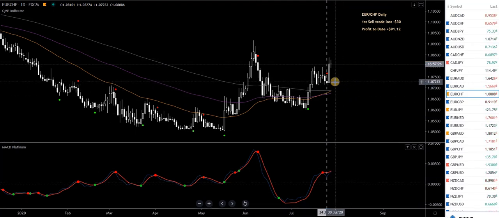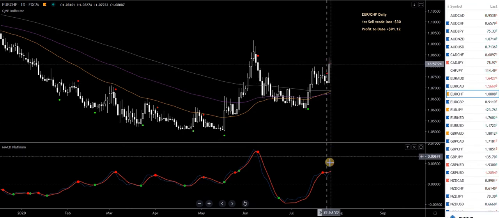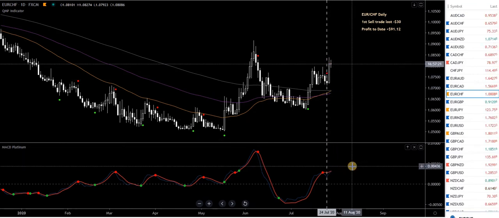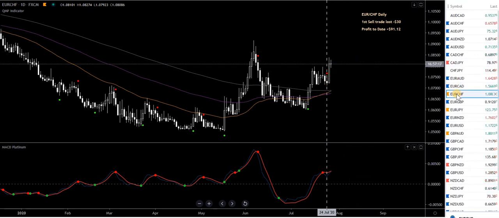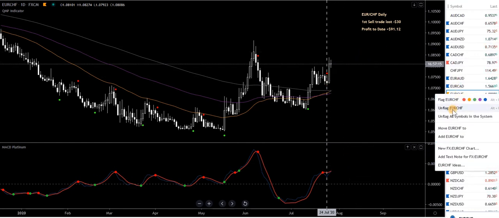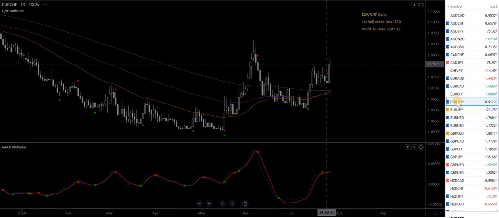We'll see how it pans out. Obviously this thing might go up and possibly get a buy signal, then I'll look for another sell signal. So it's Euro Swiss, no trades on there at the moment. Unflag it. Euro Pound.